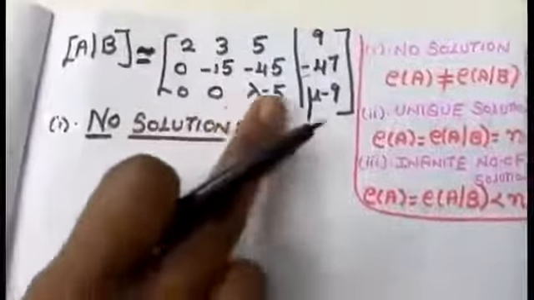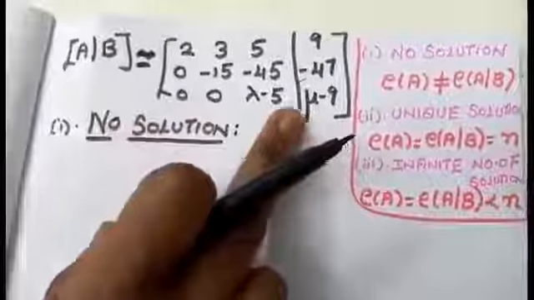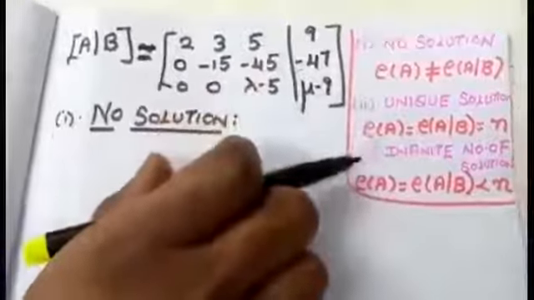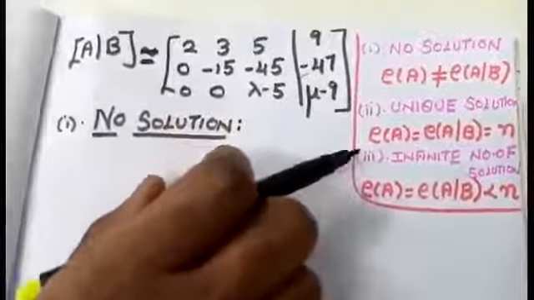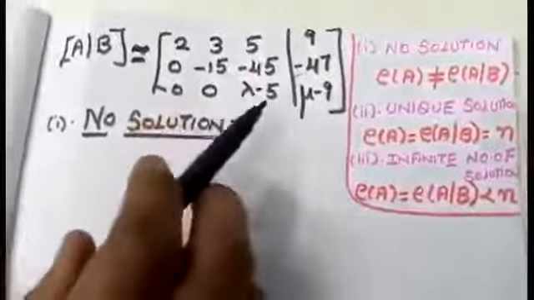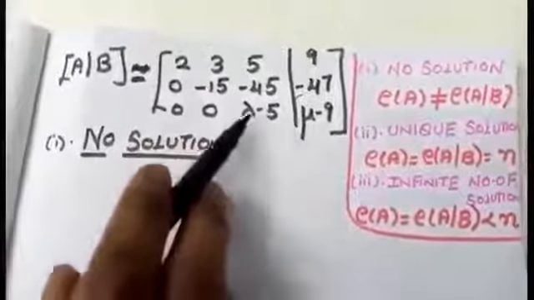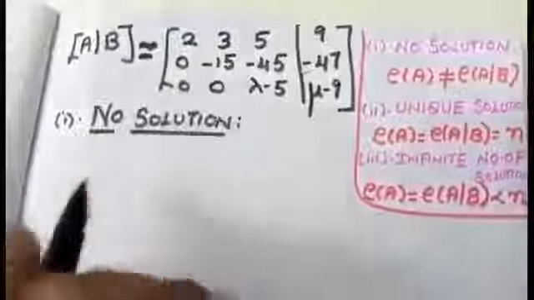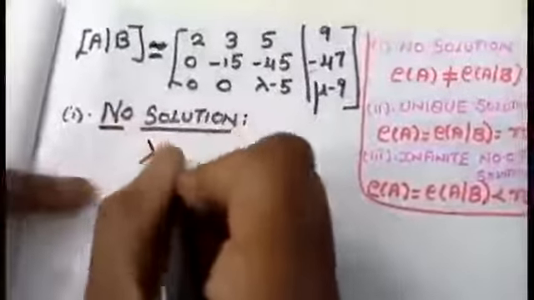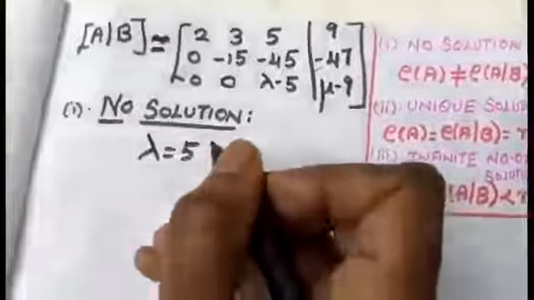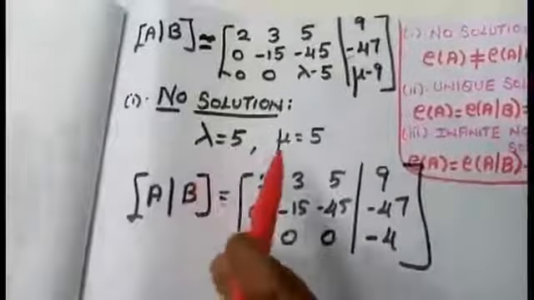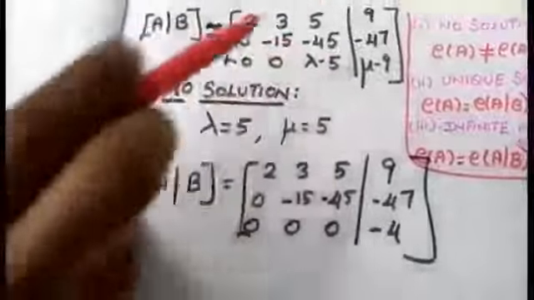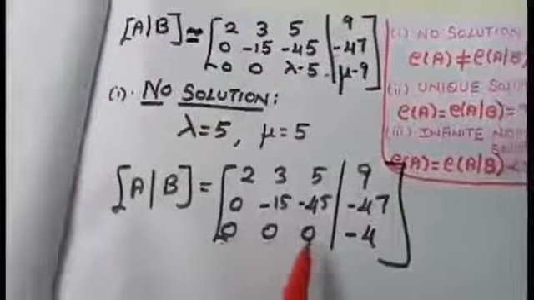In place of lambda and nu, I am going to give values in such a way that they satisfy these three conditions on the basis of rank. Now I can give the numbers in such a way that I get no solution. So in this place I am going to give lambda equal to 5, and in place of nu I am going to give 5. If you substitute the values for lambda and nu, you will get the row like this: 0, 0, 0, minus 4.